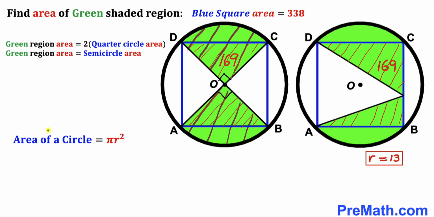And now let's recall the area of a circle formula. Area equals pi r square, where r is the radius. So therefore the area of the semicircle is going to be pi r square divided by 2. And in our case, our radius r is 13. So therefore this green region area is going to be simply pi divided by 2 times our radius r, 13, whole square.